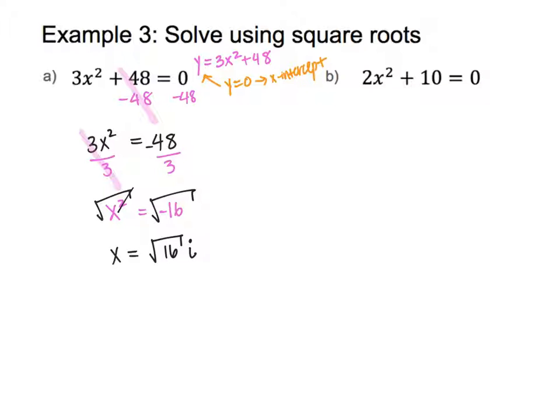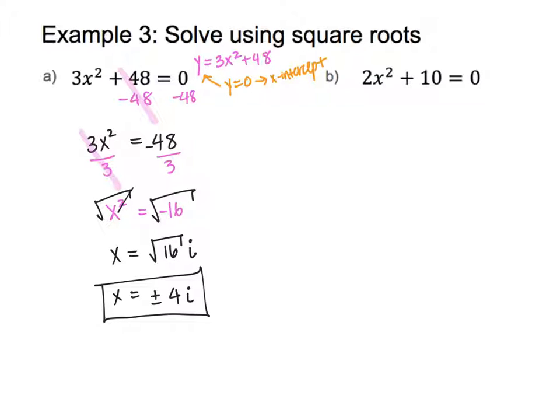And the square root of 16 gives me plus or minus 4. Sorry, did I say plus or minus 16? I meant to say plus or minus 4i. And there we have it. We have solved for x.